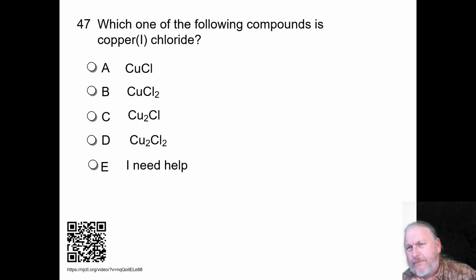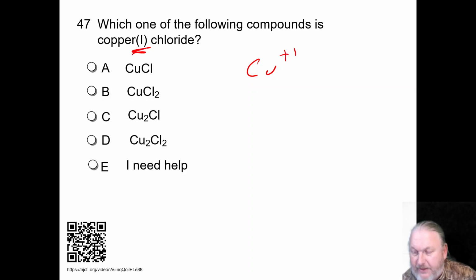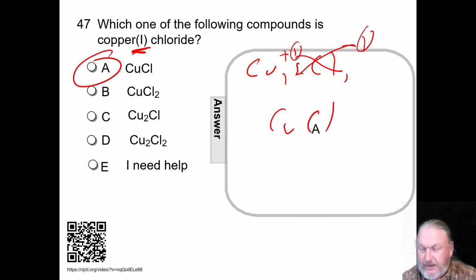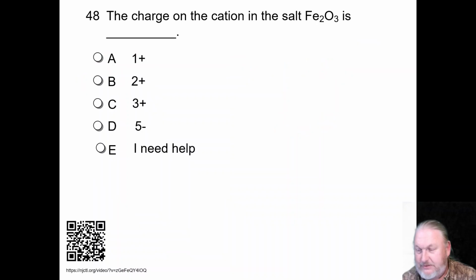Which one of the following compounds is copper 1 chloride? Copper 1 chloride. So I said it's Cu, it says copper 1, so that's going to be a +1. Chlorine, if I look at the periodic table, it's got a -1. Oh, this is going to be easy. Crisscross, CuCl. And of course that should be A, and it is.